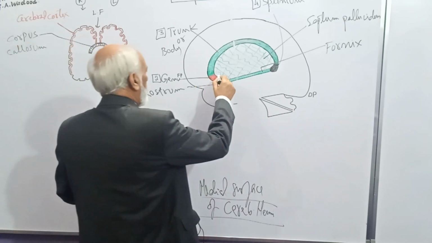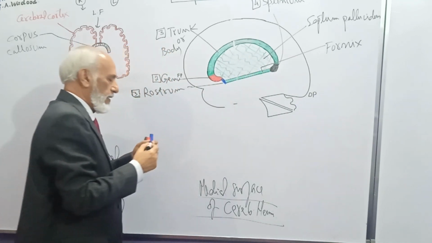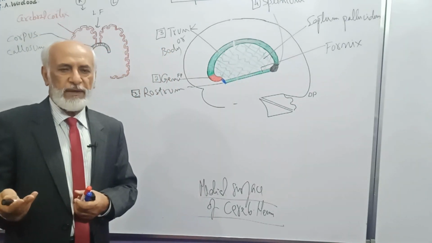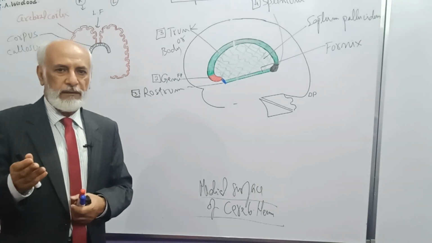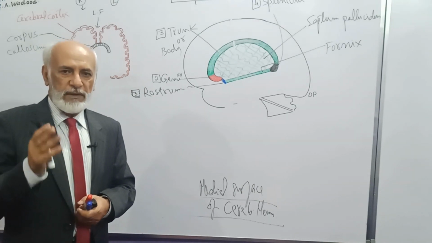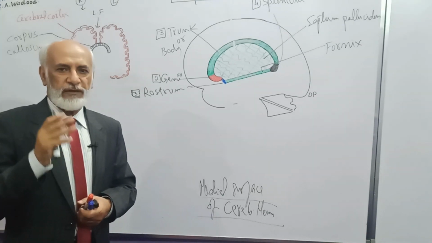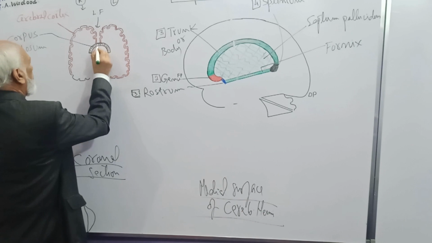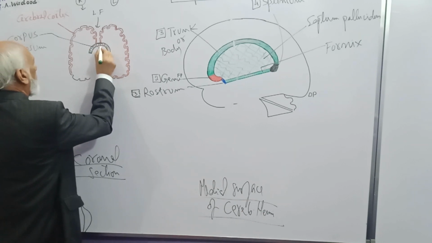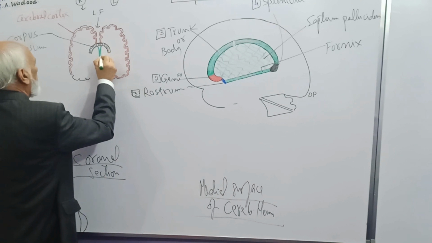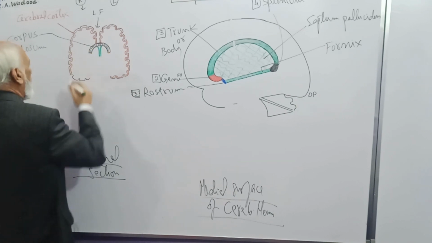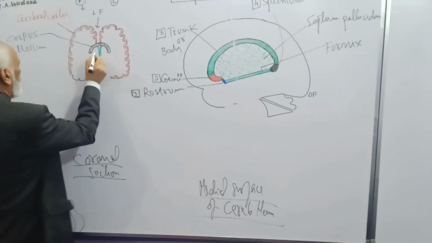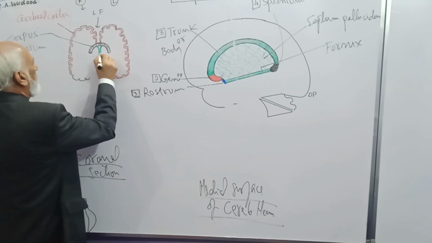Then I told you from the lower inner surface of the corpus callosum, the septum pellucidum arises, which is a double layer membrane, and it arises from the middle of the lower surface of the corpus callosum. So you can see these are the two laminae or two layers, which are attached to the middle of the lower surface of the corpus callosum. So this is a section through the septum pellucidum.